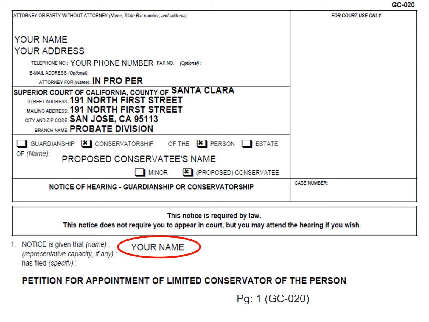On page 1 of Form GC-020, make sure that the petitioner's name and address is correct in the top of the caption of the form. The next section of the caption should show the address of the court. Below the address of the court, make sure the boxes are checked next to Conservatorship, Person, and Proposed Conservatee. The conservatee's name should be printed in the caption as shown on the slide. At item 1, make sure that the petitioner's name is printed there.